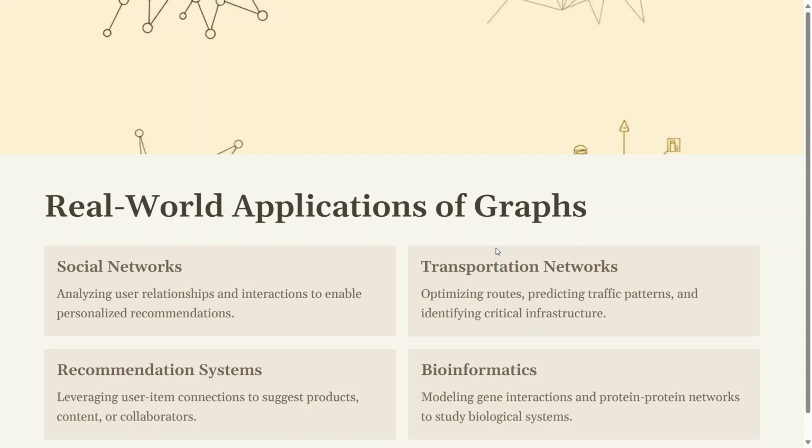Recommendation systems. In recommendation systems, examples would be Amazon and YouTube recommendations. Users and products are represented as nodes here, and an edge exists if a user interacts with or shows interest in a product. Using collaborative filtering, these systems recommend items to users by finding similar users or items in the graph. In bioinformatics, molecules like proteins, neurons and nuclei are all considered as nodes, and their interactions or synaptic connections are called edges.